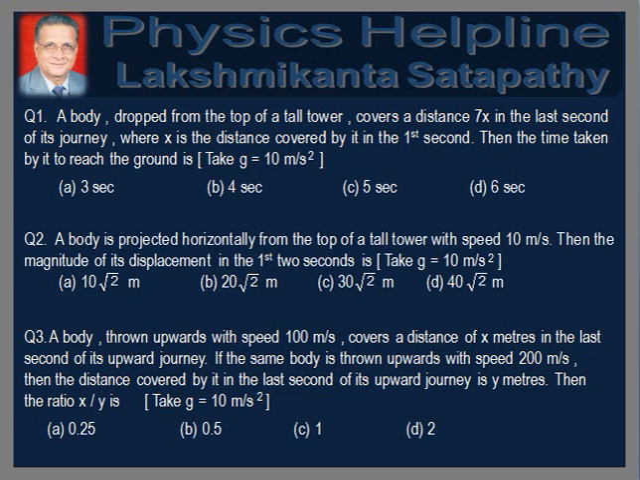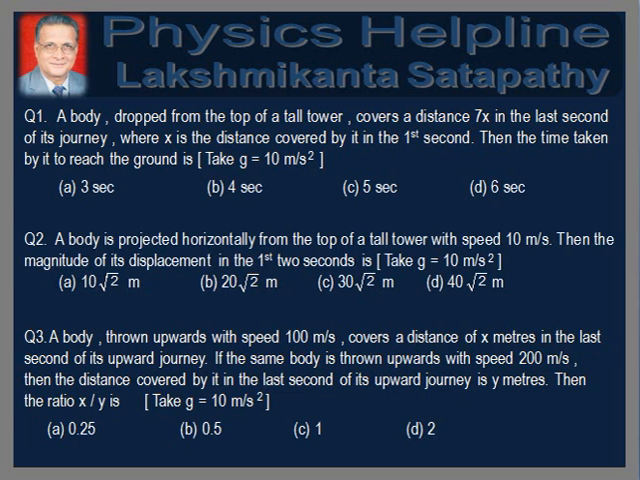A body dropped from the top of a tall tower covers a distance 7x in the last second of its journey, where x is the distance covered by it in the first second. Then the time taken by it to reach the ground is, take acceleration due to gravity g equal to 10 meters per second square. The options are 3 seconds, 4 seconds, 5 seconds and 6 seconds.